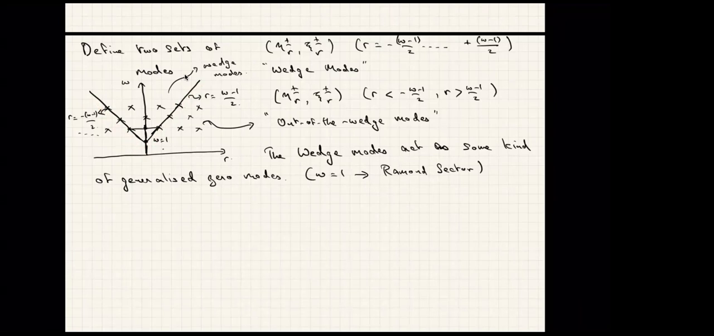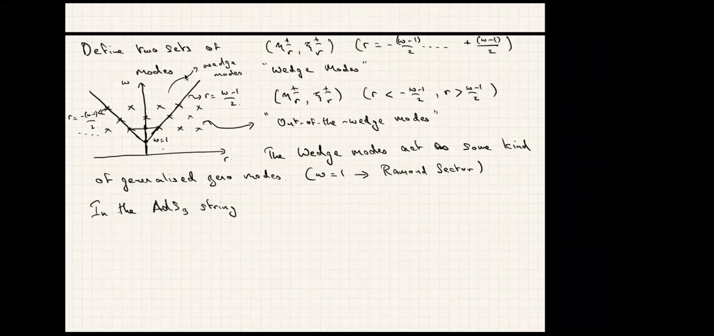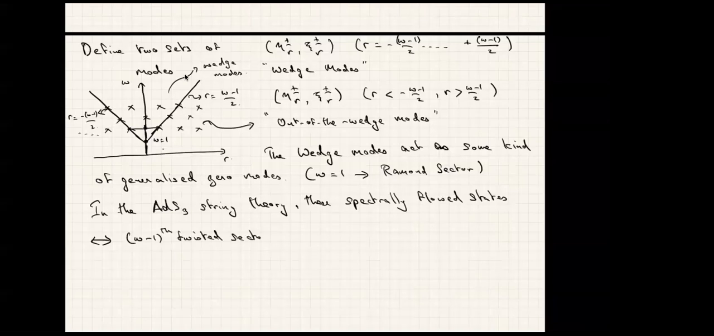So these create states, in the symmetric orbifold. This is a general statement about spectral flow, and in the AdS3 string theory, and I don't have time to explain this, these spectrally flowed states correspond to the W-1th twisted sectors of the dual symmetric orbifold.